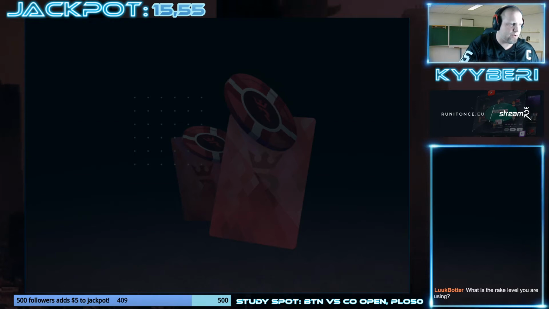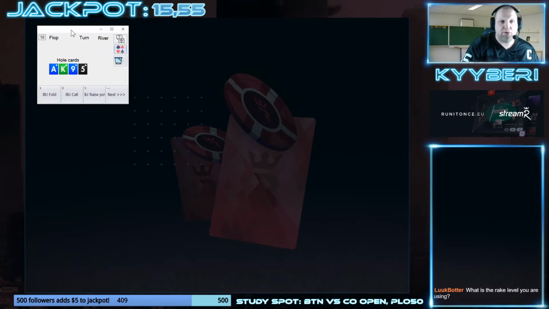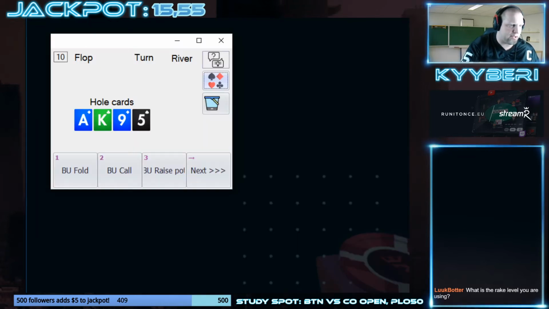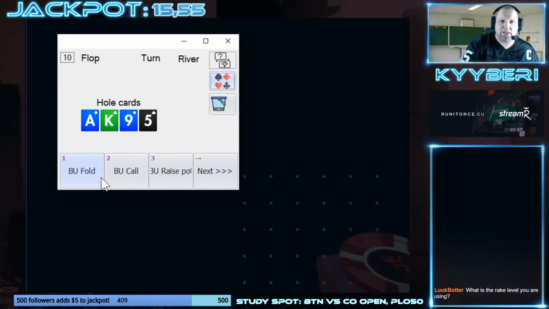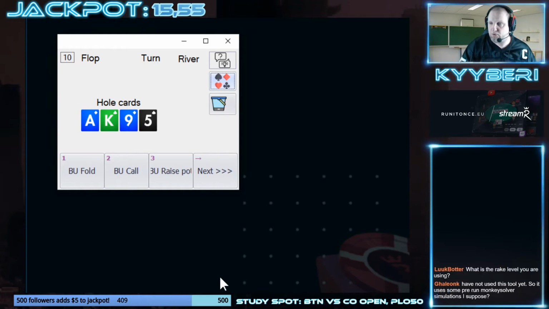And then what we can do is we can start training. And it opens a new window. Let's zoom a little. And there's the hand, and we can select what should we do. And it shows us the percentage according to solver.